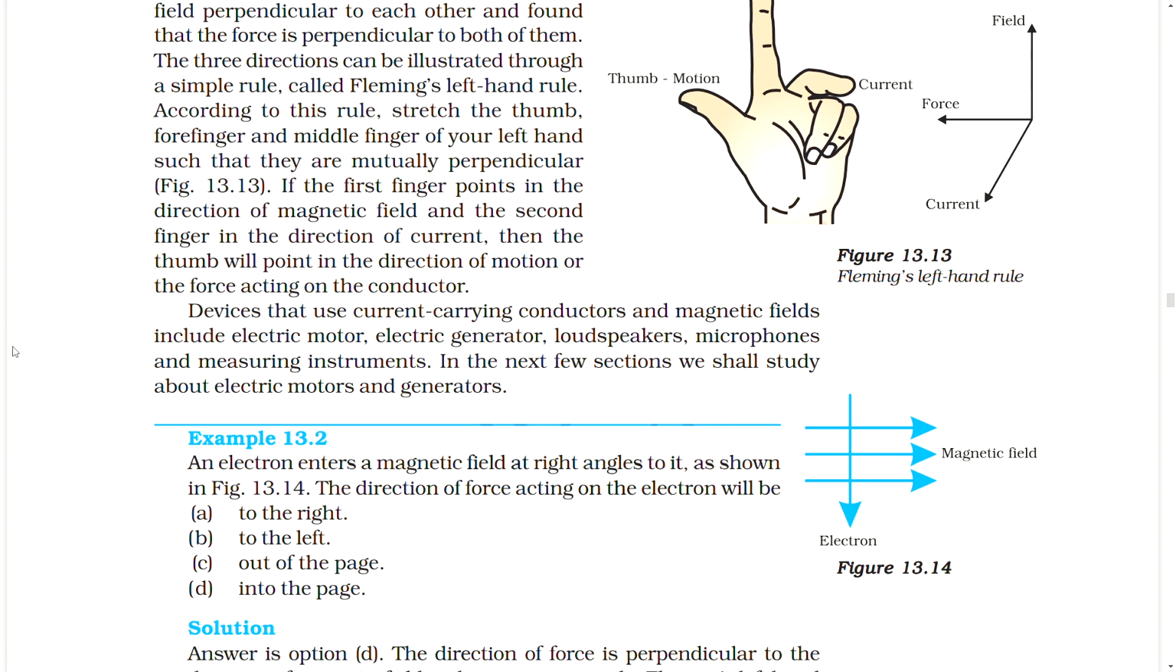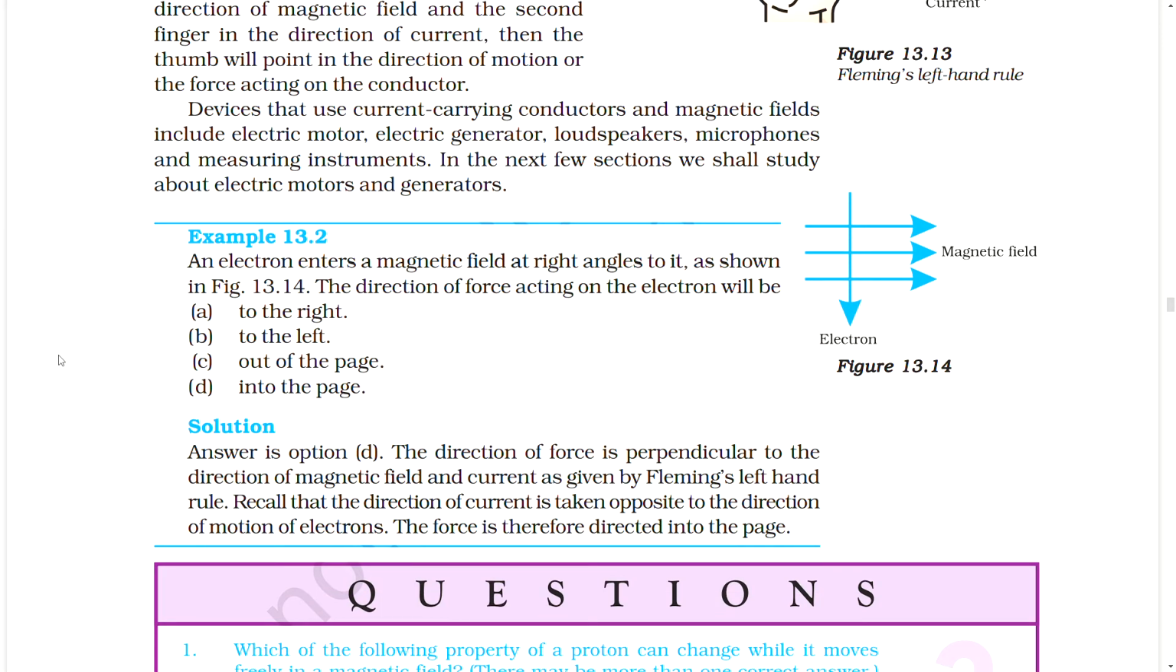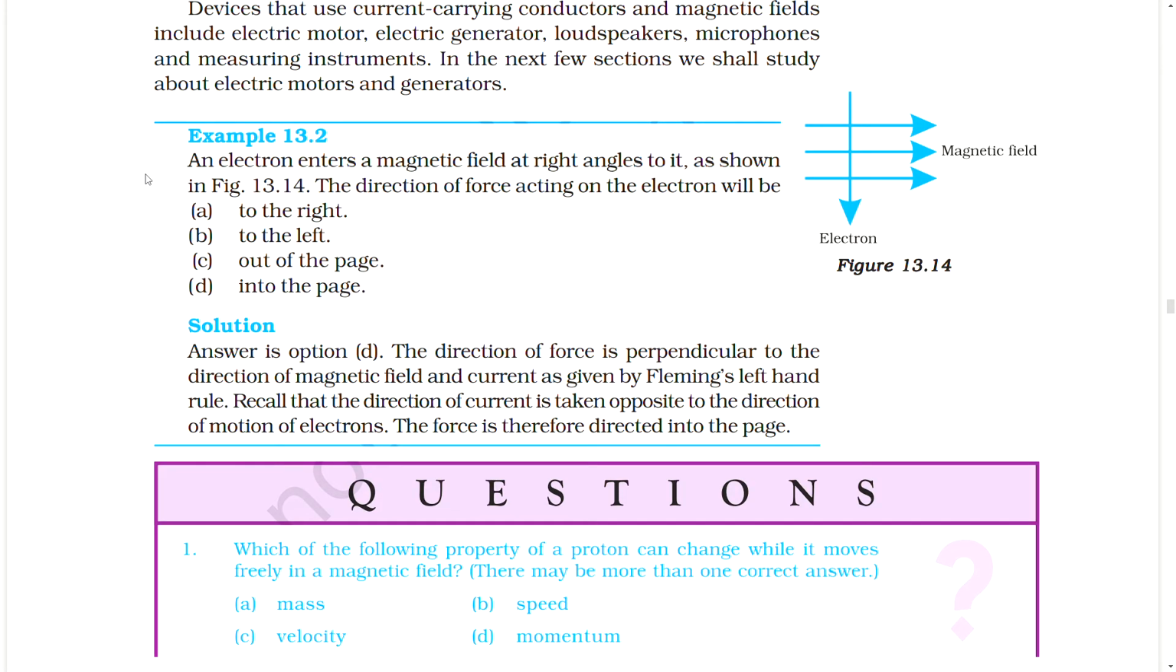Devices that use current carrying conductors and magnetic fields include electric motors, electric generators, loudspeakers, microphones, and measuring instruments. In the next few sections, we shall study about electric motors and generators. Figure: magnetic field, electron.